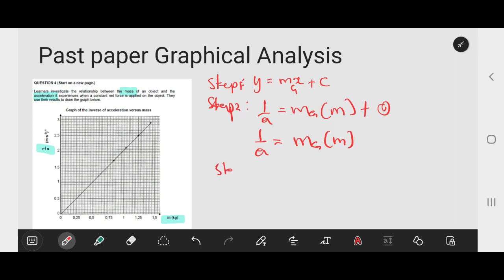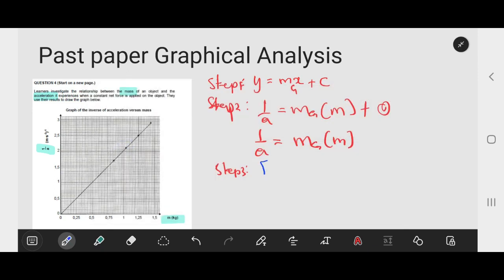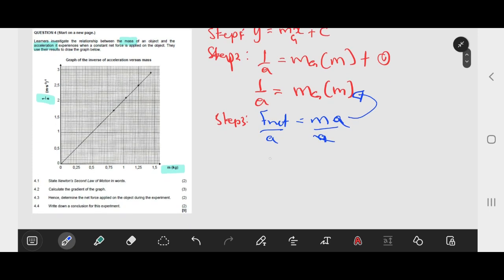Then step number 3, we have to manipulate the original formula, which is F net is equal to m a, in such a way that it looks like the formula in step number 2. If we want to make 1 over a the subject of the formula, we can divide by a, the acceleration, on both sides, and we have F net over a is equal to the mass of the object.